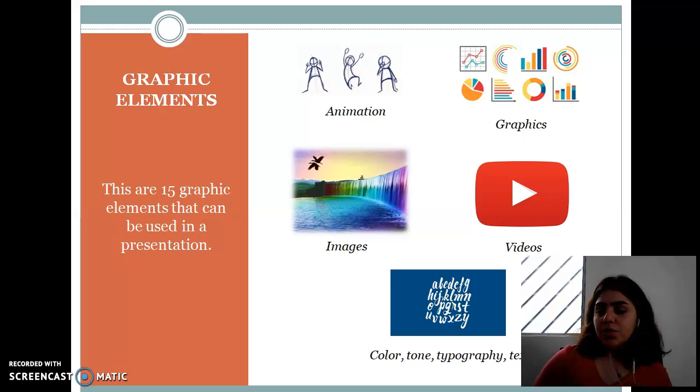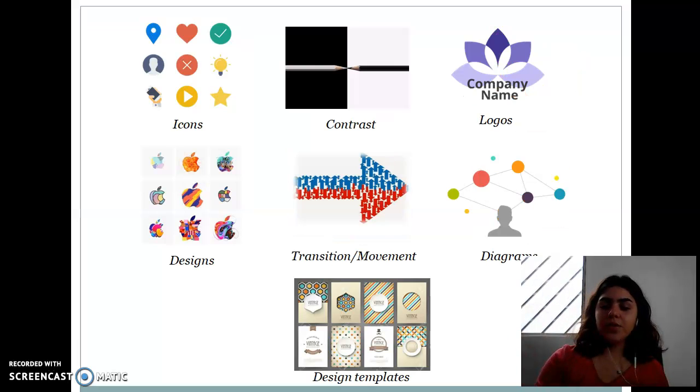Animation, graphics, images. You can also use videos. Also, something that I think is very, very important is the color, tone, typography, and the text. The way you put your images or text, how you work with the contrast of the images. Here I put some more: the icons, the design. Also, it's very important, I think, the design templates, the ones you use as a background, when talking about graphic elements for a presentation.